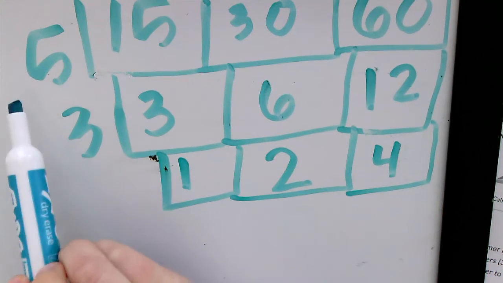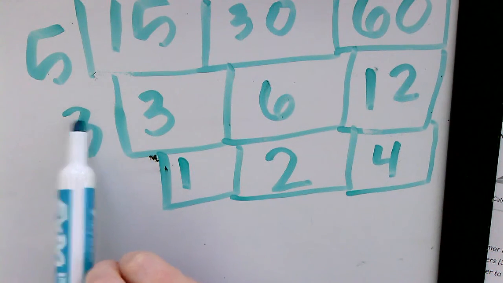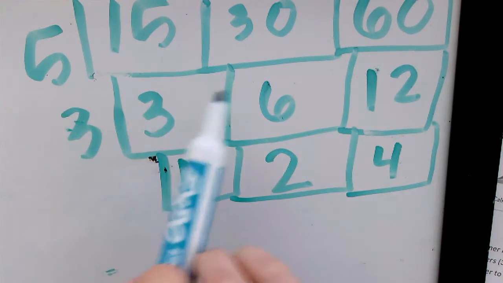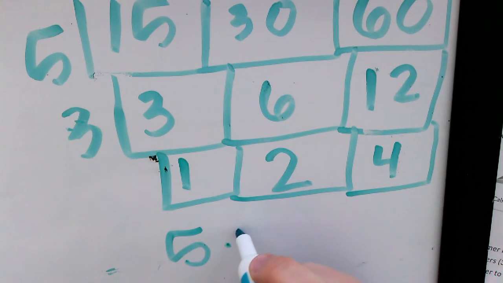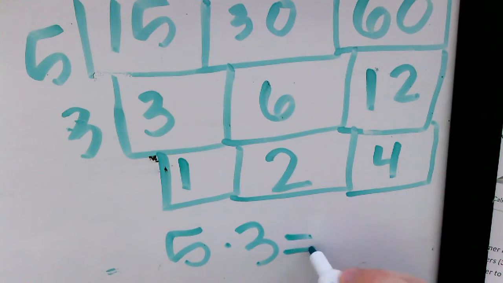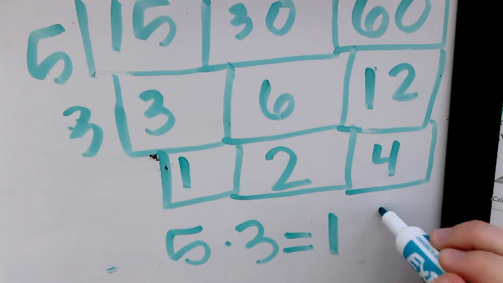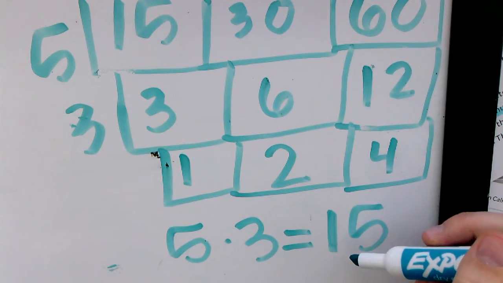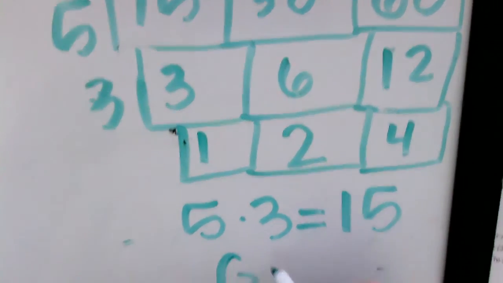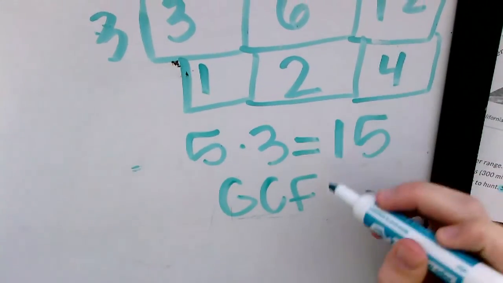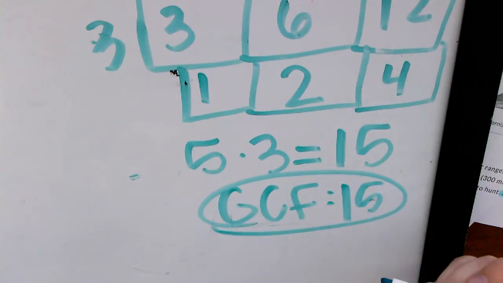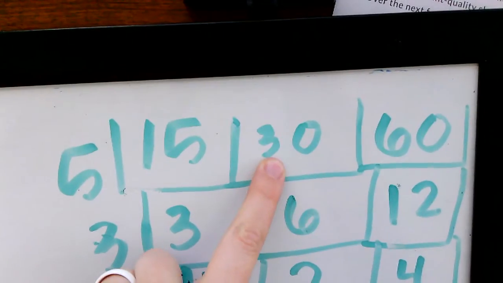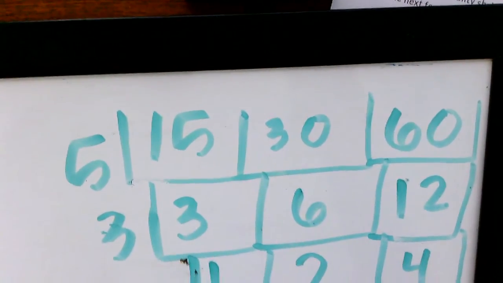So over here I have 5 and I have 3 because these are the 2 digits that evenly went into all 3 of these numbers. I am now going to take those and multiply them. 5 times 3 is 15. So I know my GCF of 15, 30, and 60 is 15. Now 15 goes into 15. I know 15 goes into 30, and I know 15 goes into 60.